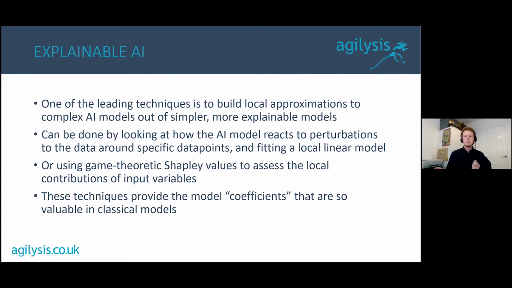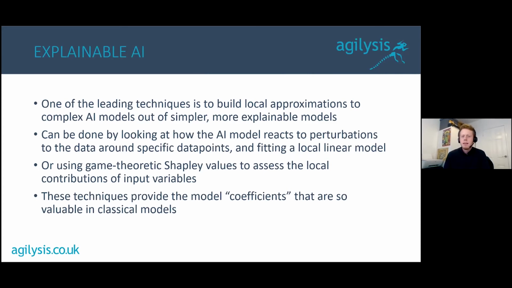What you do is you look at specific data points and you build a smaller model around that data point that is more explainable. This can be done either by taking a specific data point and looking at how the model reacts to perturbations in a neighborhood around that data point, and then use those results to build small local linear models, or slightly more theoretically beautiful Shapley values from game theory can provide axiomatic ways of defining local contributions of models.